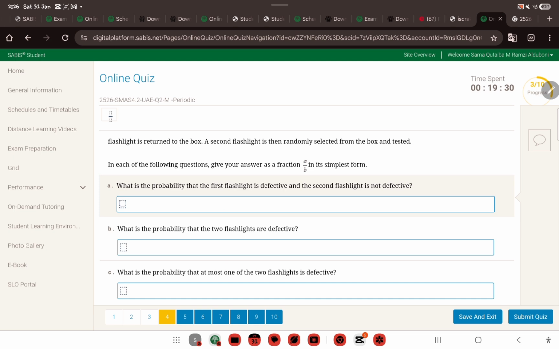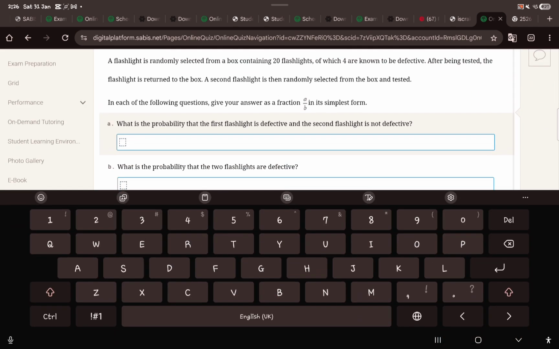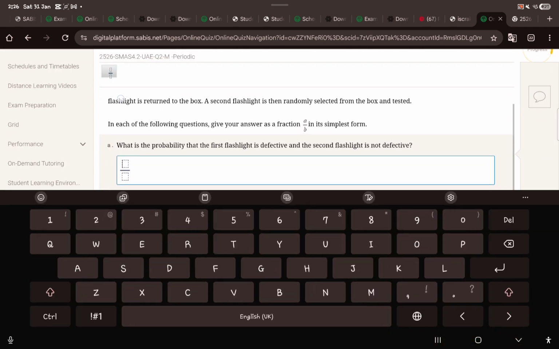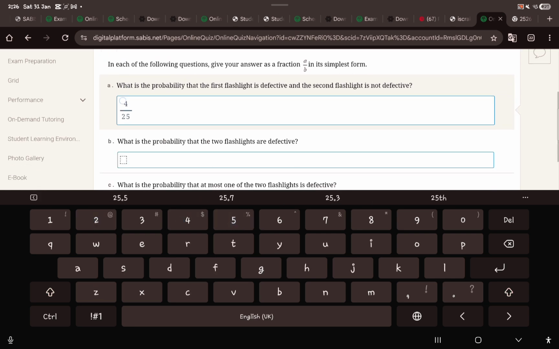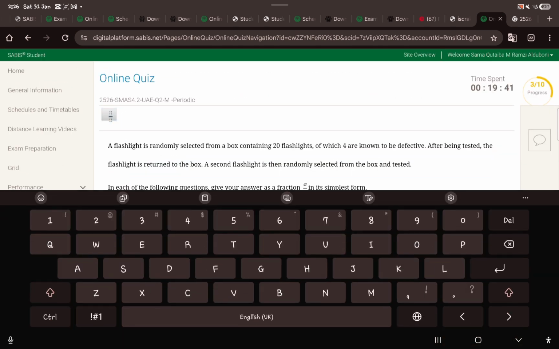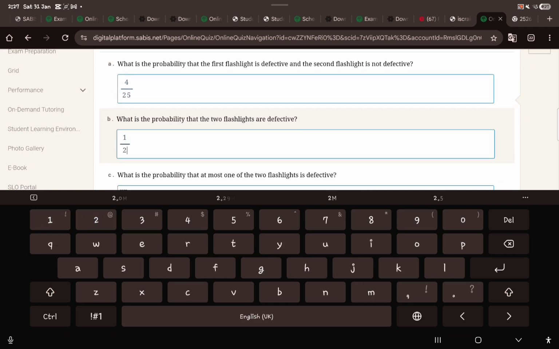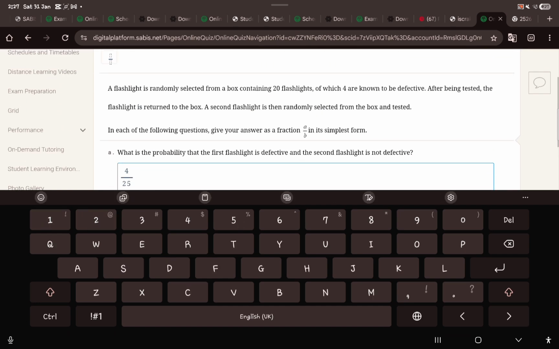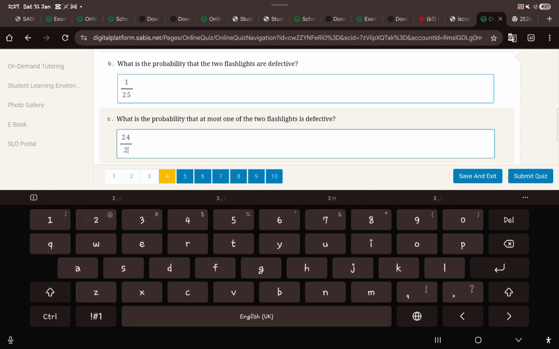So for the first one, what was the answer? 4 over 25, I think. The second one was 1 over 25. And the third one was 24 over 25.